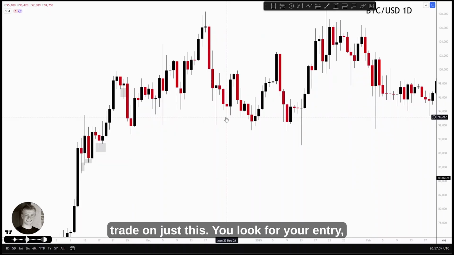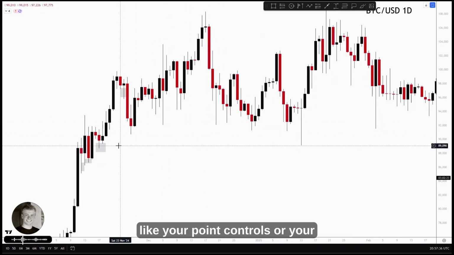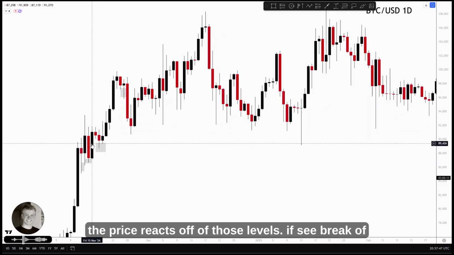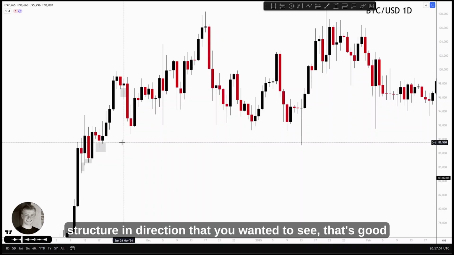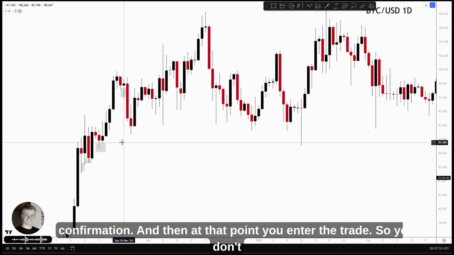Don't trade on just this. You look for your entry, like your point of control or your VWAP or your fair value gaps or whatever you use to find a good confluence area for an entry, and then you watch how the price reacts off of those levels. And if you see a break of structure in the direction that you wanted to see, that's a good confirmation, and then at that point you enter the trade.